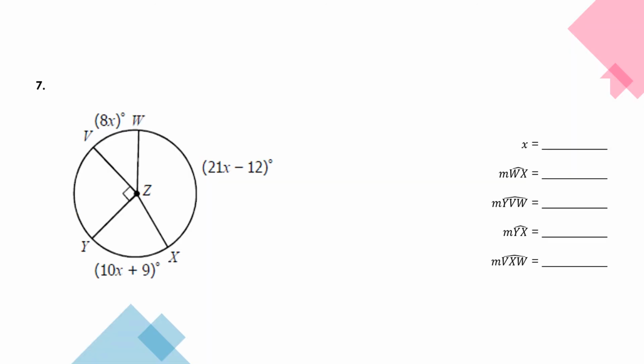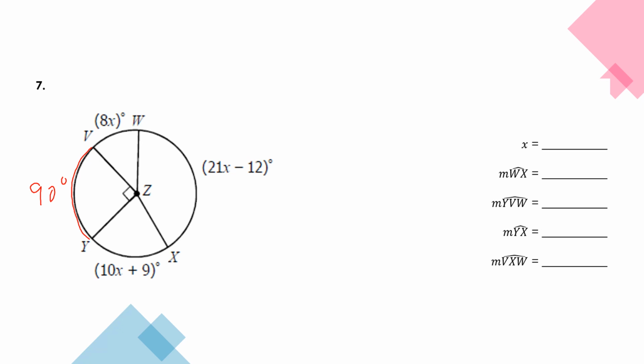All right, in our last example, we're looking for x and then 4 different arc measures. We know we have a 90-degree angle as VZY has that 90-degree mark on it. So that means that arc VY is going to also be 90 degrees. We have that arc YX is 10x plus 9, arc VW is 8x, and we have arc WX is 21x minus 12.